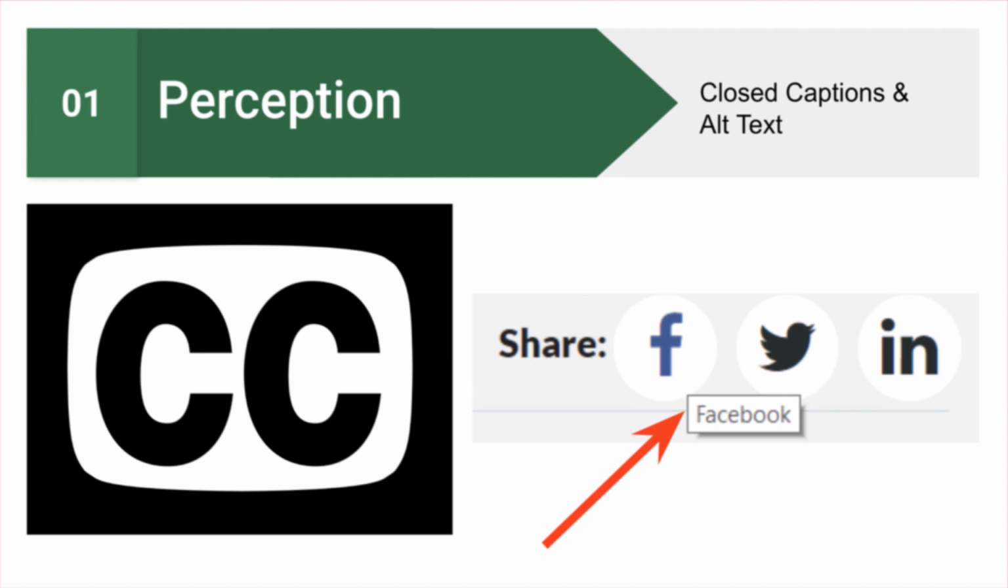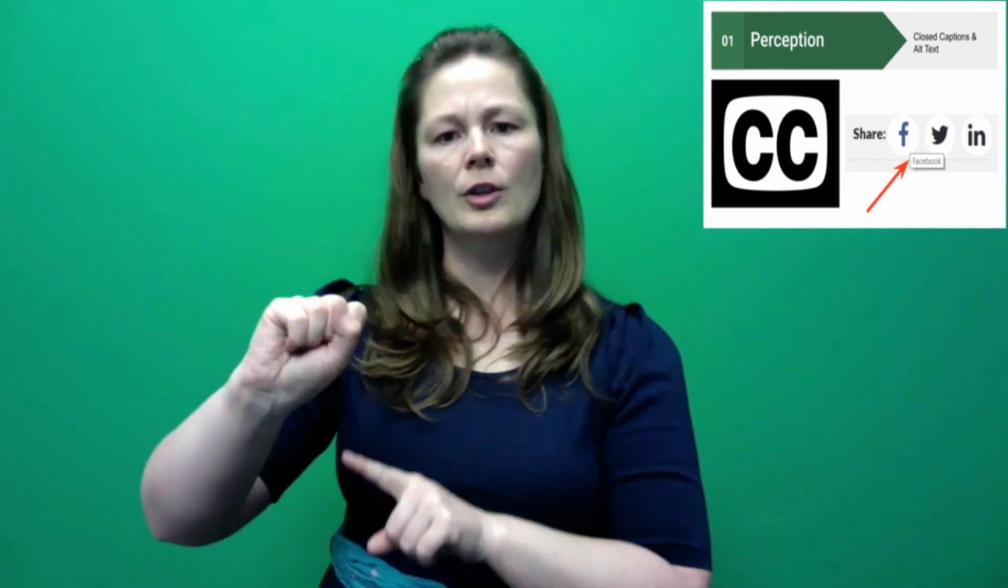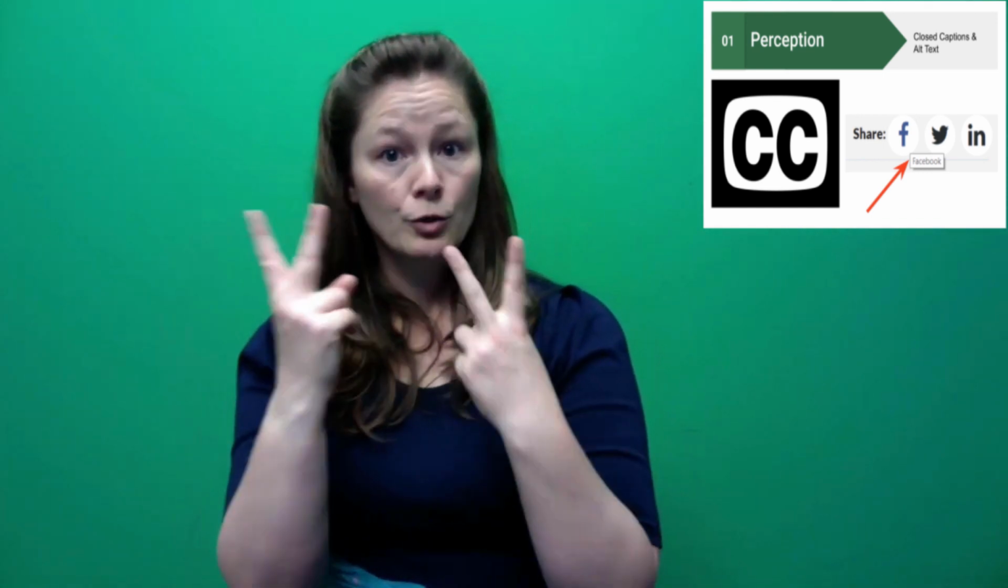The 3 guidelines under multiple means of representation are perception, language and symbols, and comprehension. Perception means that information is presented using multiple senses so that students can access the method best for them. This includes providing alternatives to auditory information, providing alternatives for visual information, and offering ways to customize display of information.